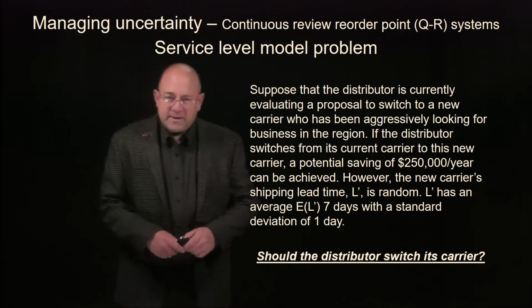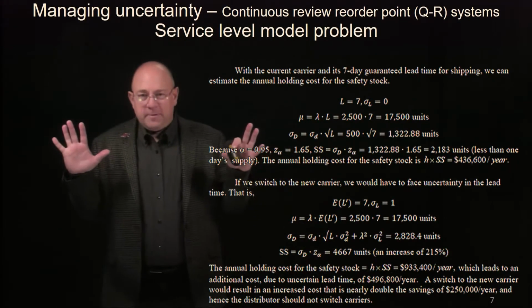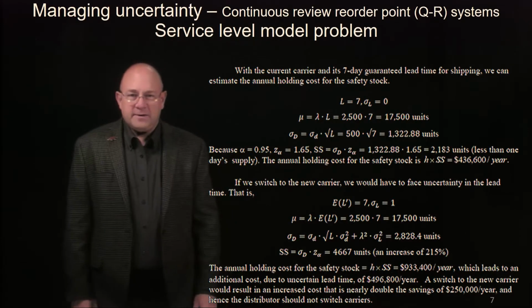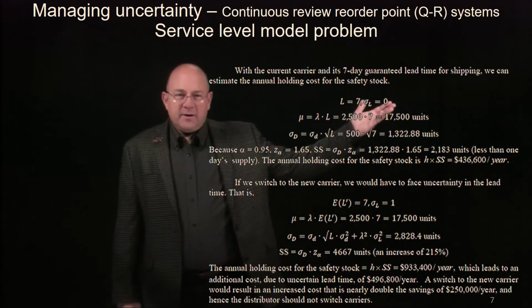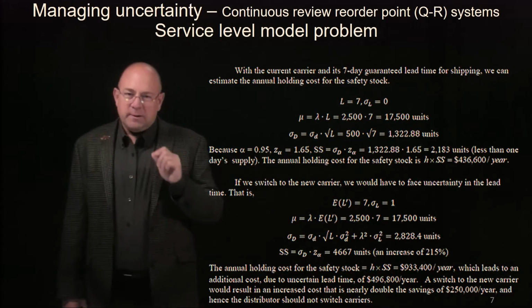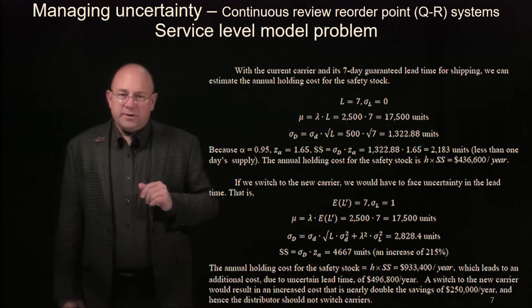All right, so this slide's going to be a little bit scary. Hang in there with me. It's a little bit Greek, a little bit mathematical, but it's not that bad. I can help you translate this, right? So let's say that with the current carrier, we have our 7-day guaranteed lead time. If we go about calculating the cost of this inventory policy, it's going to be as straightforward as follows.